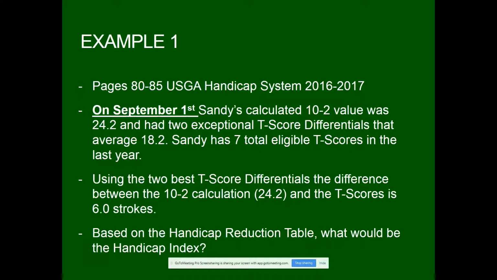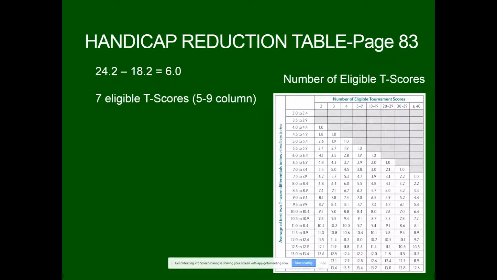So based on the information, what is her new handicap index? What we need to do is first determine the difference between the average of the lowest two differentials and her normal handicap index, which we know is 6.0. That will be used down the left-hand side of this table in the book. Then you must also determine how many eligible T-scores they had available within their last 12 months or their last 20 scores. In this example, they had 7.